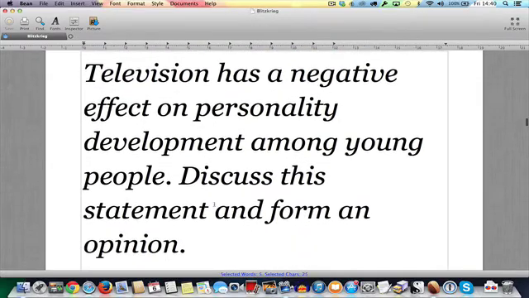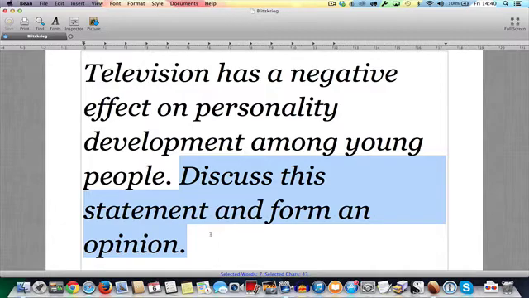Now look at this version of the same question. Television has a negative effect on personality development among young people. Discuss this statement and form an opinion. So in this instance, the instruction words are discuss this statement and form an opinion. The candidate is thus being told to analyze varying positions on the topic as a basis for a reasoned conclusion.